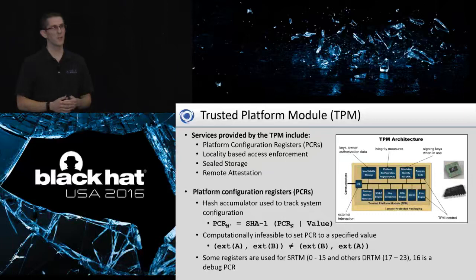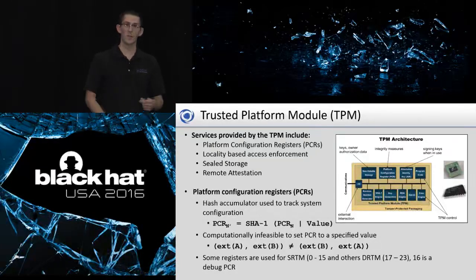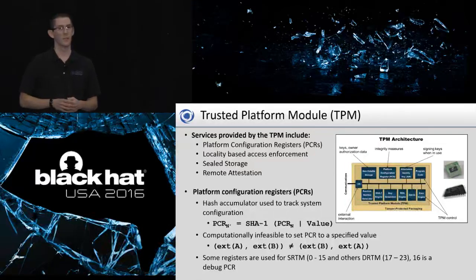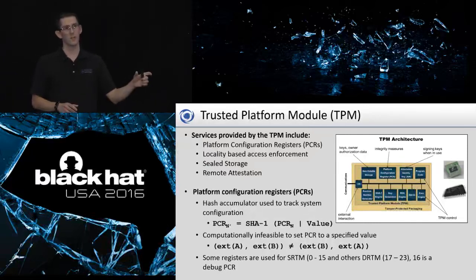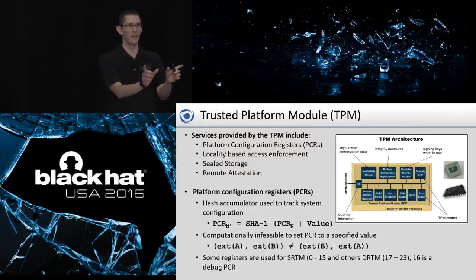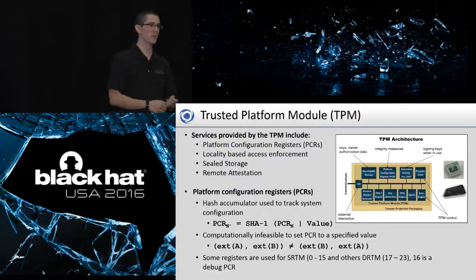Something important about PCRs is software can't just set them to a value, right? So there's a set of them. You can't just say set PCR 17 to a value of 1, 2, 3, 4, 5. That's not how it works. The only way you can change the value is through what's called an extend operation. So the extend operation takes the current value in that PCR, concatenates the new data you want to add, and then takes a hash of that whole thing. The result of the hash becomes the new value of the PCR, right?